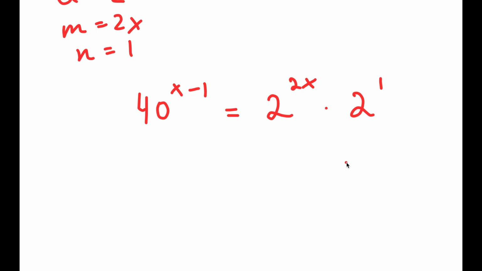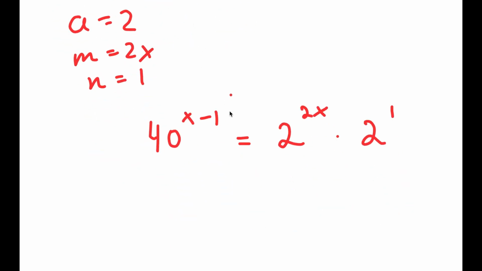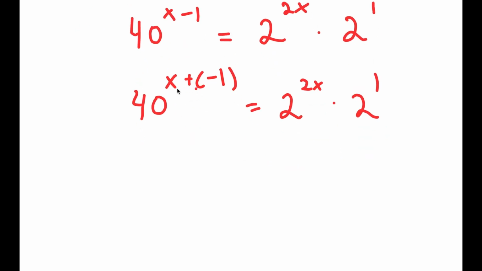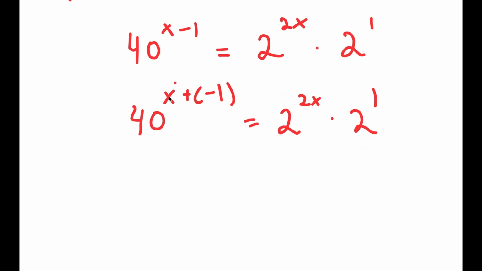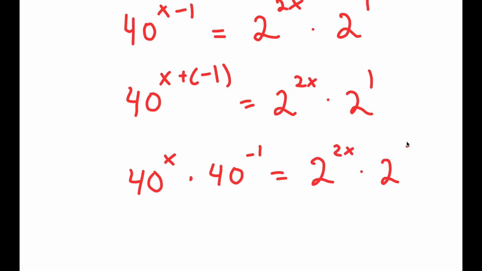Now, what about 40 to the power of x minus 1? This isn't a plus, this is a minus sign, so we can't use this property, right? Well, actually, we can rewrite 40 to the power of x minus 1 as 40 to the power of x plus negative 1. And now we can use this property because we have m plus n, m being x and n being negative 1. So I get 40 to the power of x times 40 to the power of negative 1 is equal to 2 to the power of 2x times 2 to the power of 1.